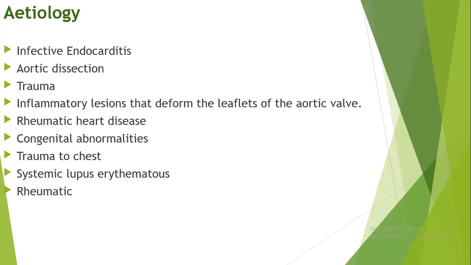Also, rheumatic heart disease, congenital abnormalities, trauma to the chest, systemic lupus erythematosus, rheumatoid arthritis, and also ankylosing spondylitis. We also have connective tissue disorders that cause this chronic AR, which are Marfan syndrome, the floppy aortic valve, the aortic valve prolapse, and the aortic annular fistula.